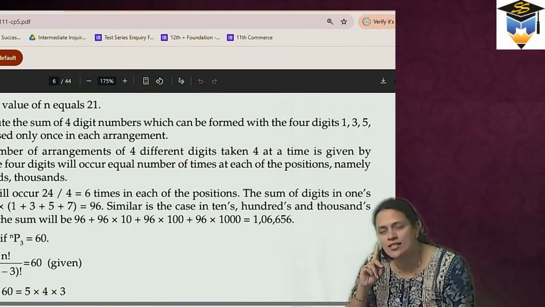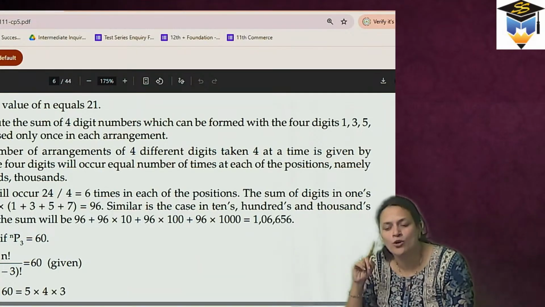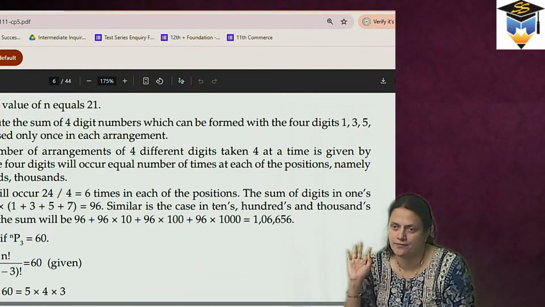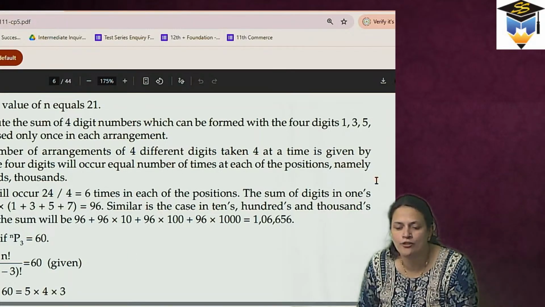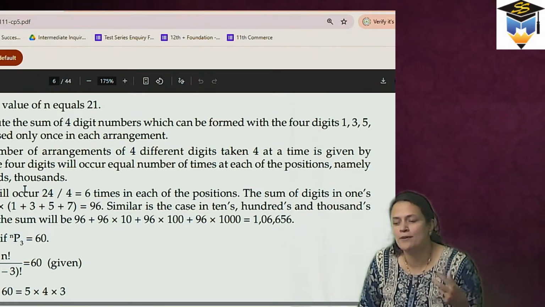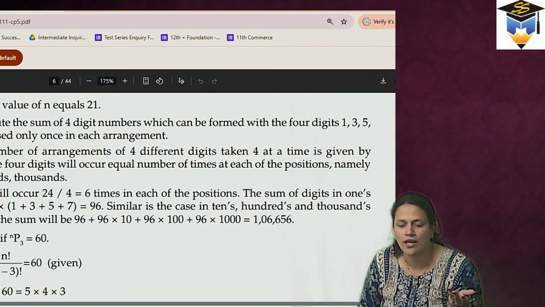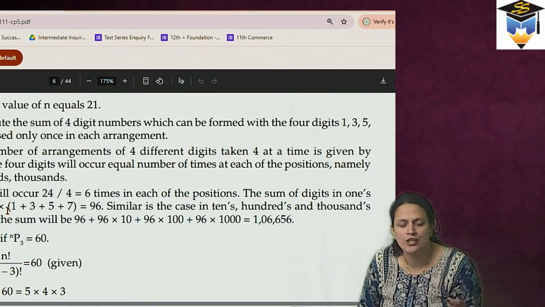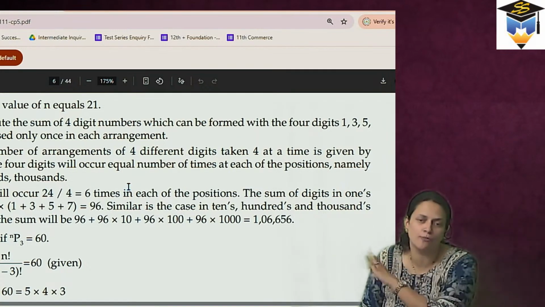Now they have given us one condition. The condition is that each digit is used only once in each arrangement. Okay. So all the 4 digits will occur an equal number of times at each of the positions, namely ones place, tens place, hundreds place and thousands place, because it's a 4-digit number. Okay. So each digit will occur 24 upon 4, that is 6 times, in each of the positions.